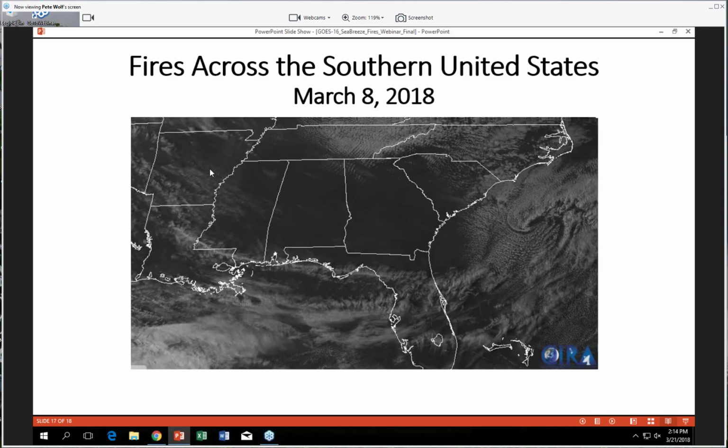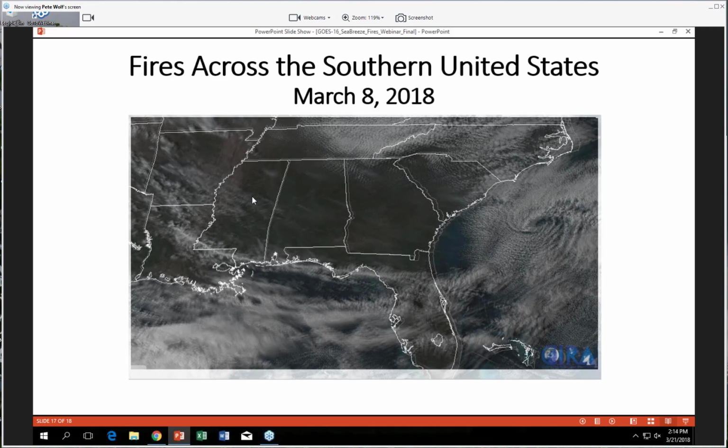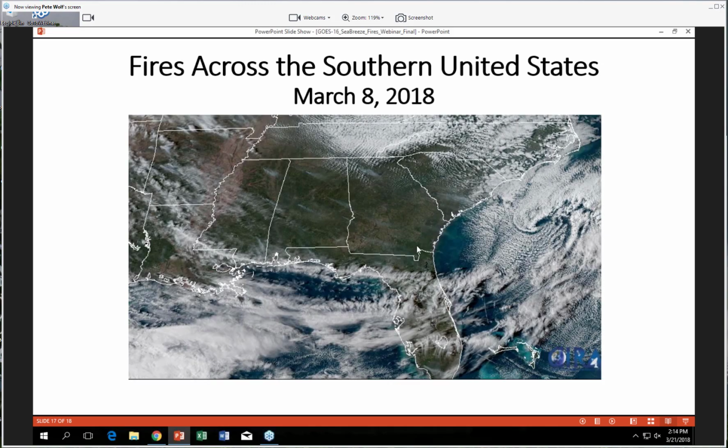If you look at band 1, they stand out a little bit better here in Alabama, some in Mississippi, also up here in southwest Missouri, parts of Arkansas as well. But I still think if you look at the GeoColor, they stand out much better. And you even start seeing small fires in southwest Georgia, southeast Alabama, southern parts of Alabama and Mississippi, and so forth, as well as the larger ones.